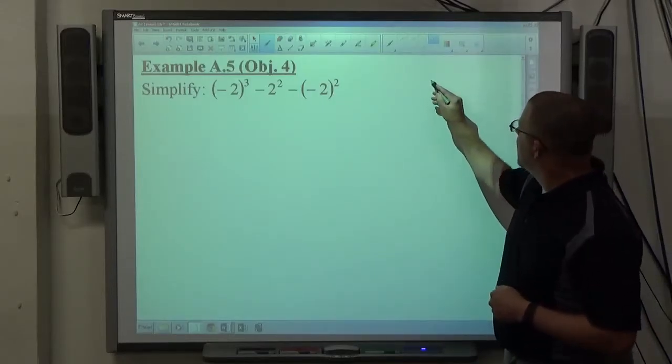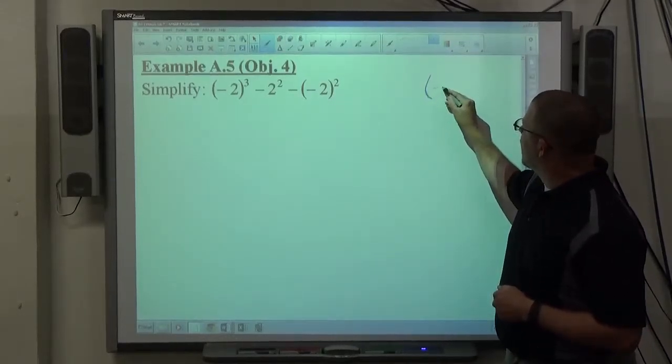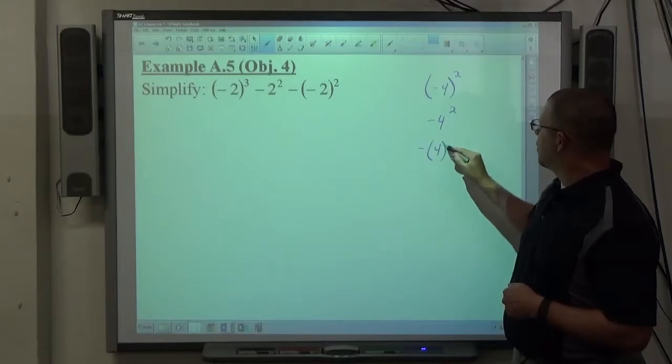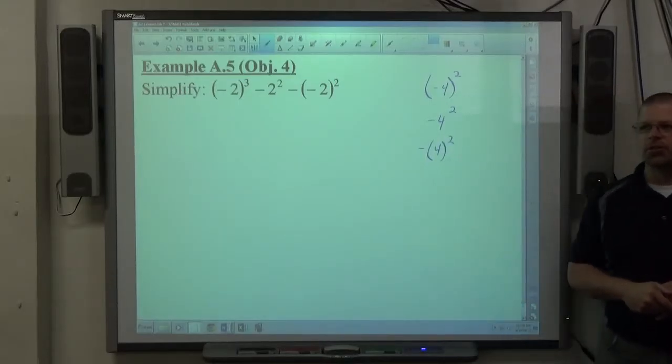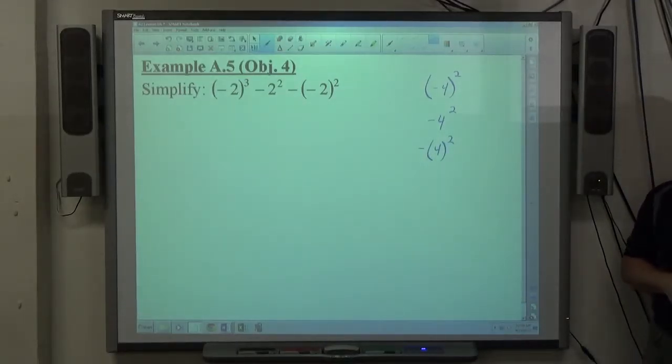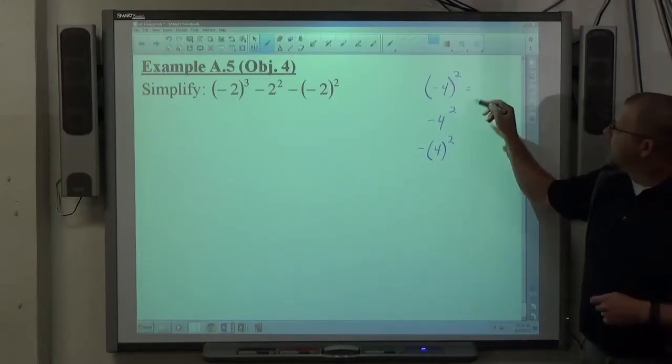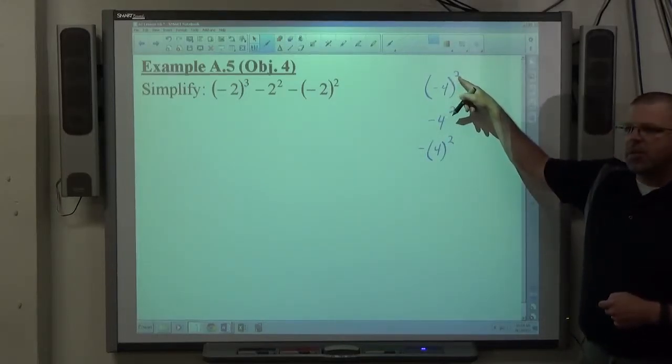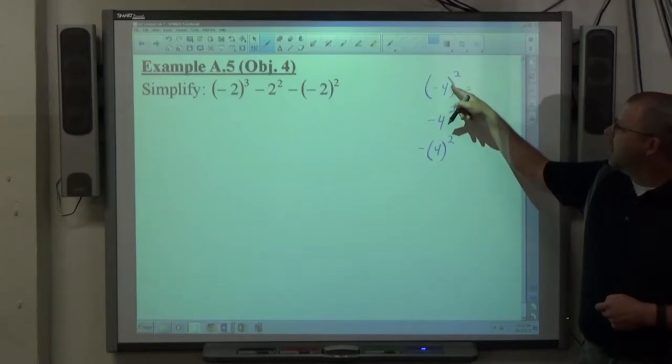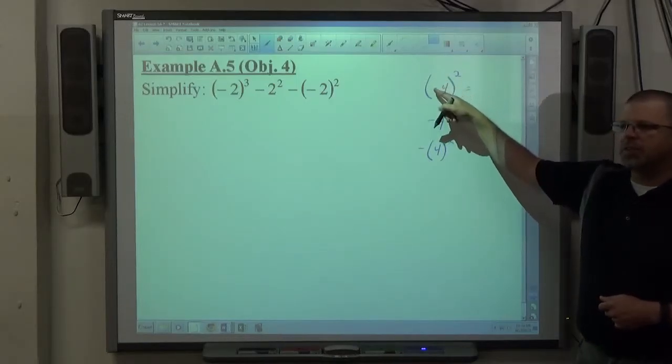So, for example, if I have the absolute value of, let's say, negative 4 in parentheses squared, negative 4 not in parentheses squared, negative 4 in parentheses squared. Let's look at those three situations. All right? This top one, since the power is outside the parentheses, it's affecting the entire contents of the parentheses, the sign and the number.